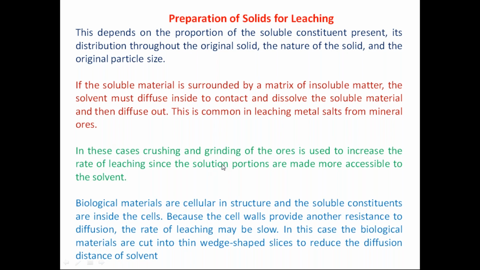So in these cases, crushing and grinding of the ores is used to increase the rate of leaching, since the solution portions are made more accessible to the solvent. So this has to do that. And you might have also observed in many villages, the edible oil will be removed while crushing by wetting with the solvent. So that is called wet crushing and wet grinding. That is called ganuga in Telugu.